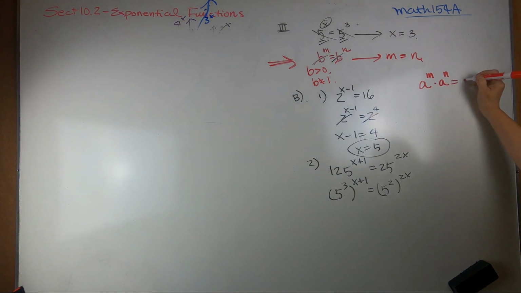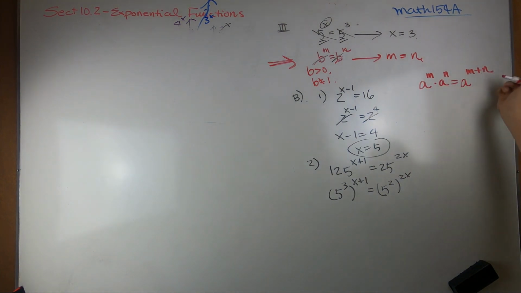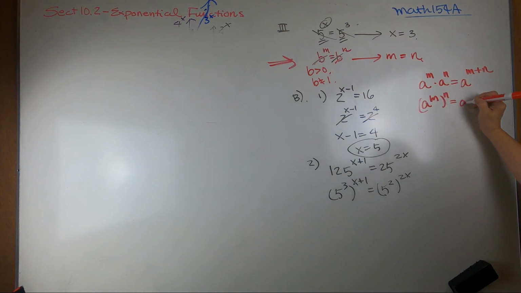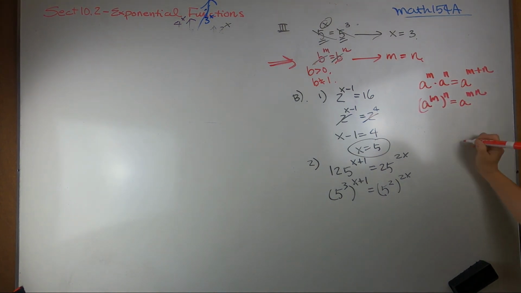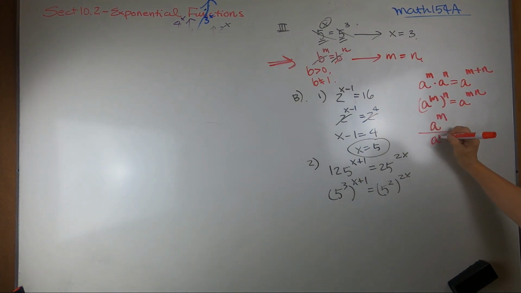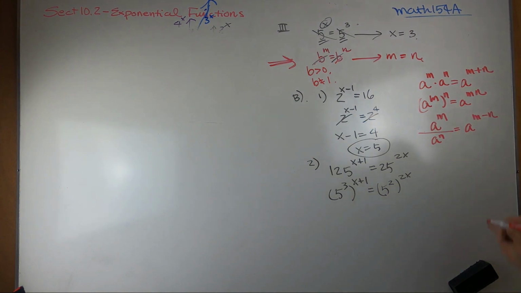So if you multiply, how many powers for the base A? You add them, right? So that's the product property. But if you have power on power, how many A's? You multiply them, right? If you do division, the quotient property, you subtract them, right?